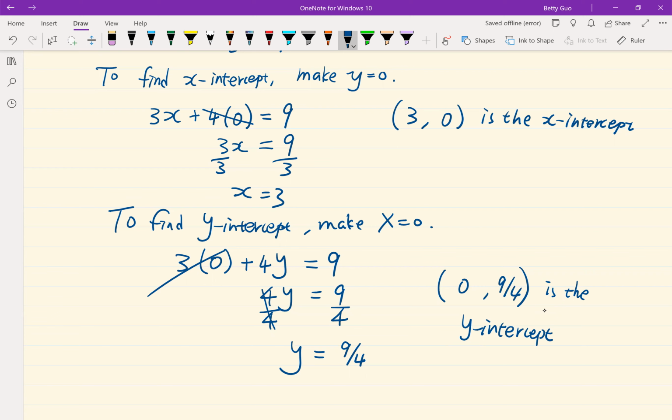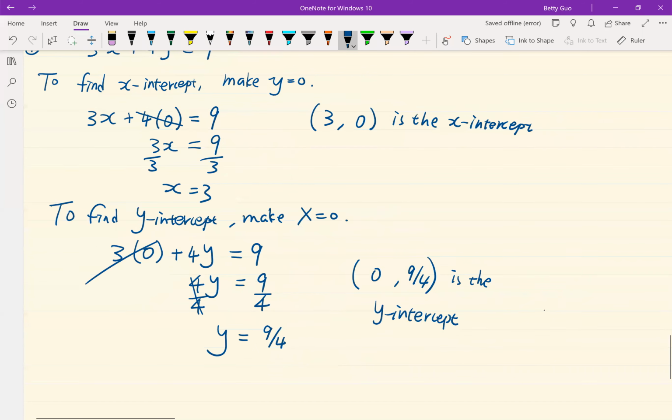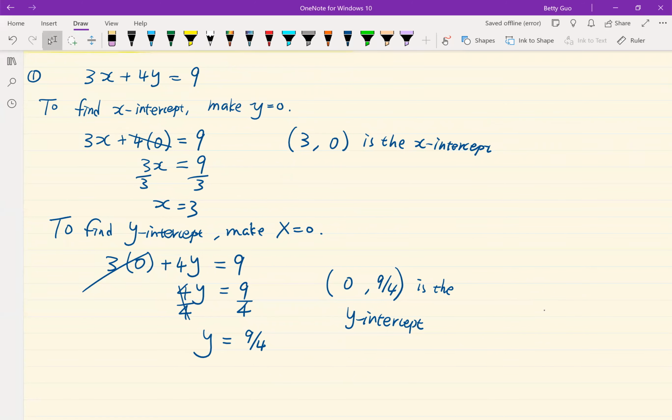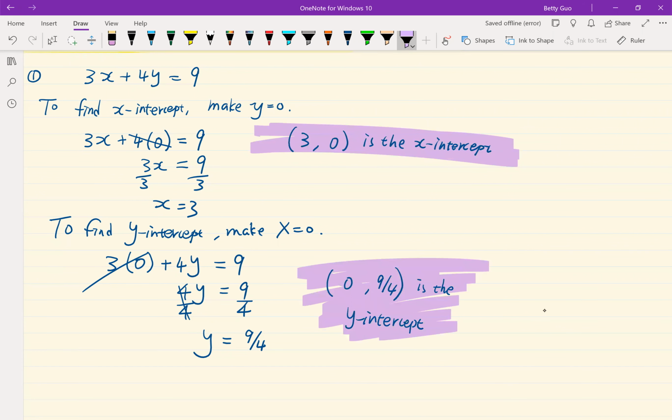Graphing the straight line, graphing a given linear equation in 2 variables. In other words, graphing the line is very important in this chapter. One way to graph a linear equation in 2 variables is to find the x-intercept and y-intercept. For this one, we got the x-intercept and the y-intercept. By common sense, we know 2 different points determine a straight line, right? Those are the 2 different points on the straight line.